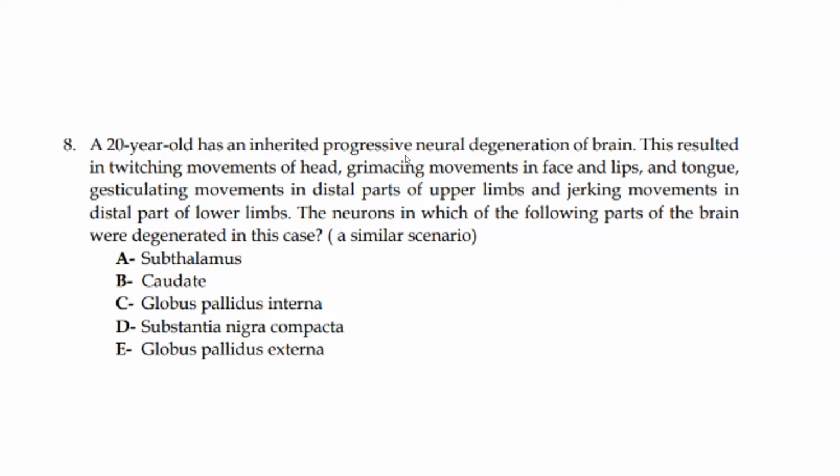A 20-year-old has an inherited progressive neural degeneration of the brain. This results in twitching movements of the head, grimacing movements in the face and tongue, as well as gesticulating movements in the upper limbs and jerking of the lower limbs. The neurons in which of the following parts are degenerated in this case? I'll give you guys a moment to think about it.